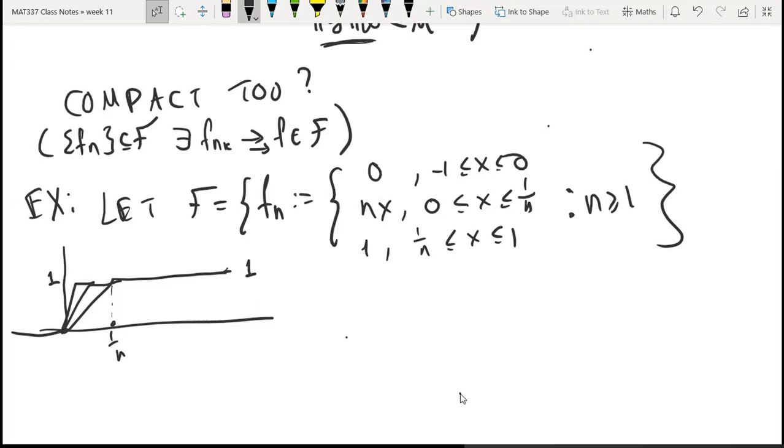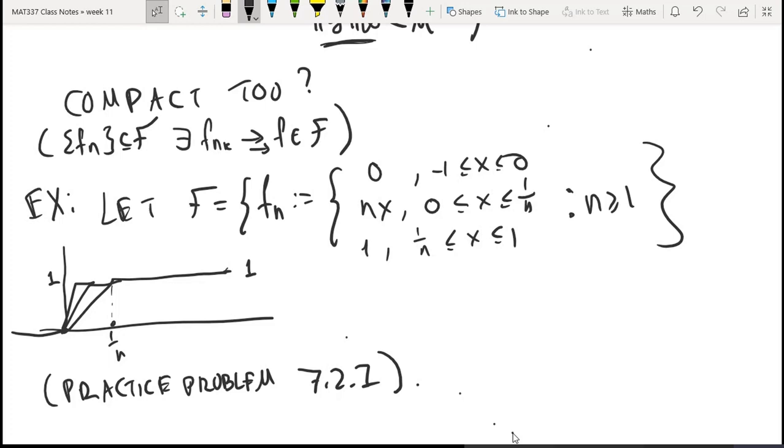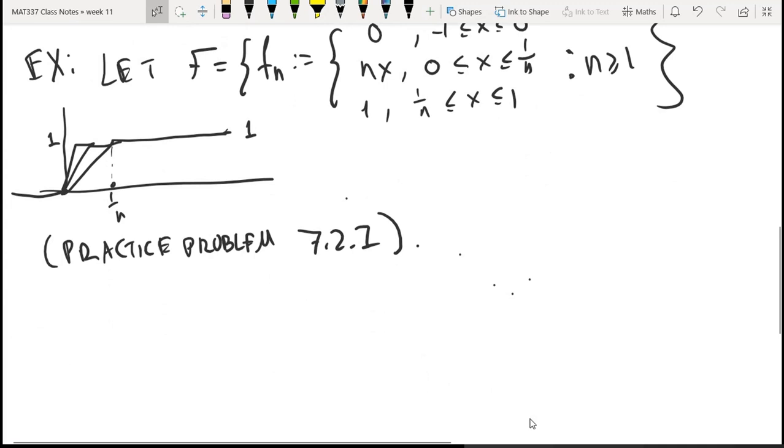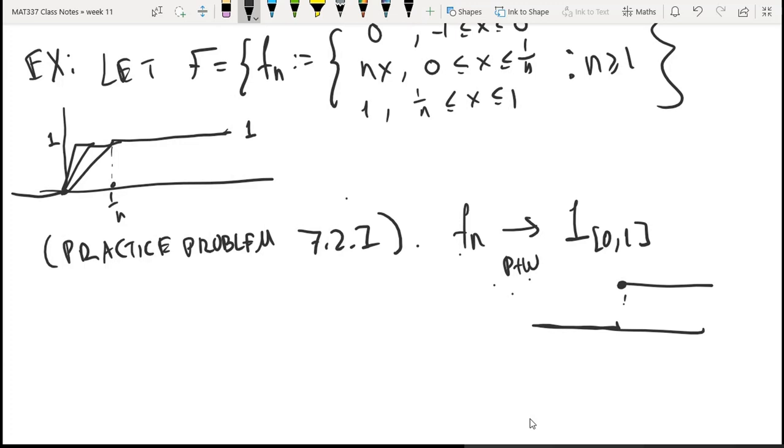Yeah, so this was in your practice problem. Hopefully some of you have seen it. What you show there is that it's clear that fn goes pointwise to the step function, so 0, and then it jumps to 1, which is discontinuous.